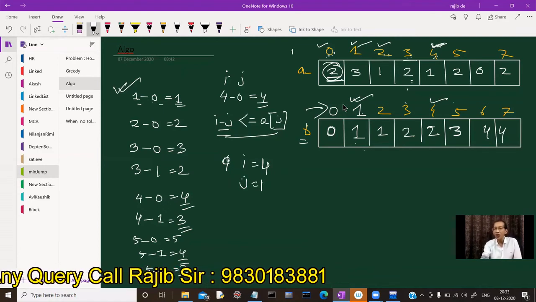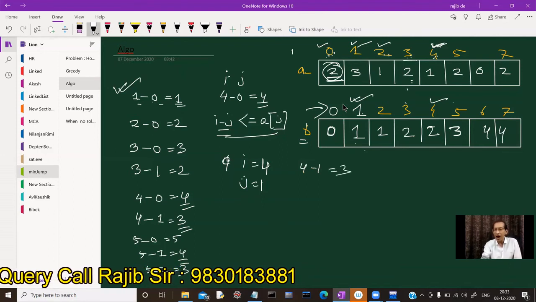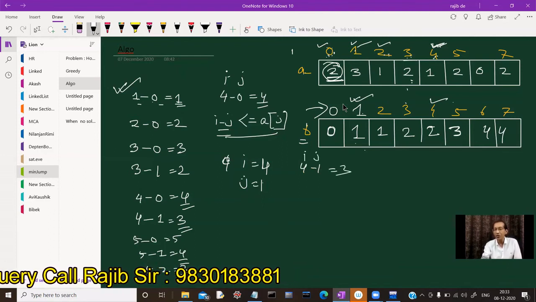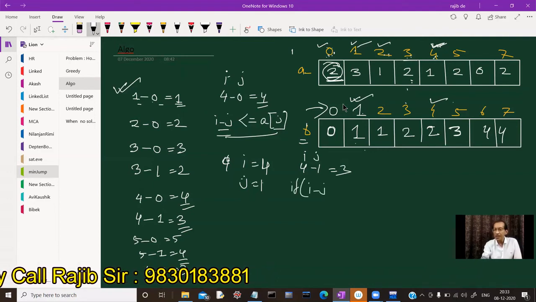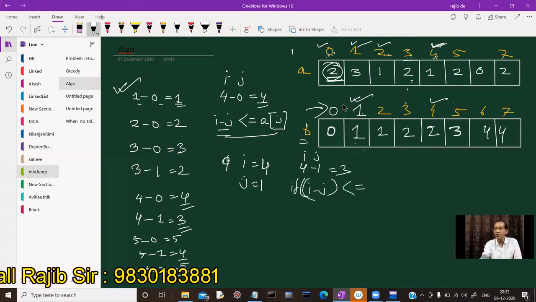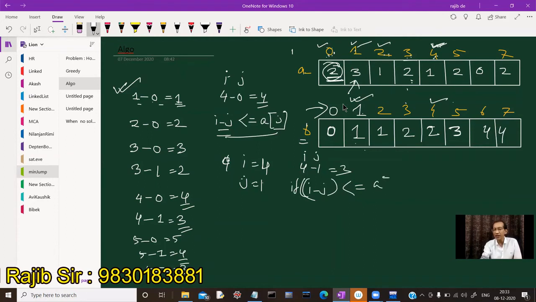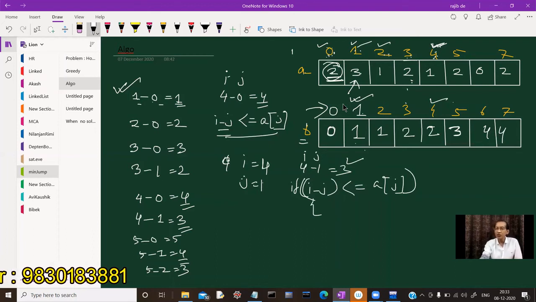So how many jumps do you require? 4 minus 1, that is 3. So i is equal to 4 and j is equal to 1. So if i minus j is less than or equal to the value present at a[j], if so, yes, you can make 3 jumps and you require 3 jumps to reach i from j. Then what you are doing? You need to see what is the value present at b[j].